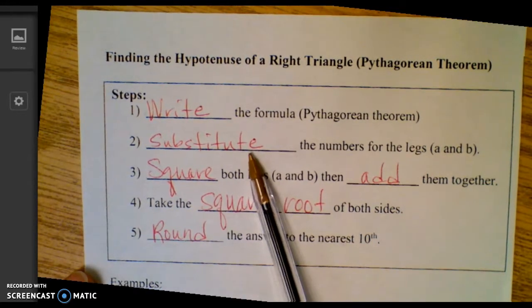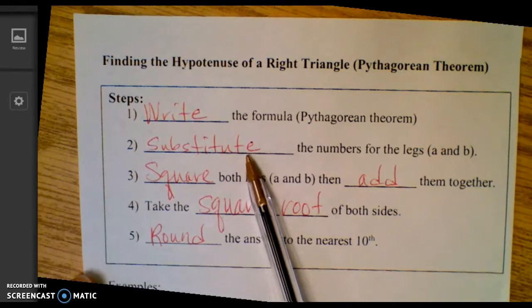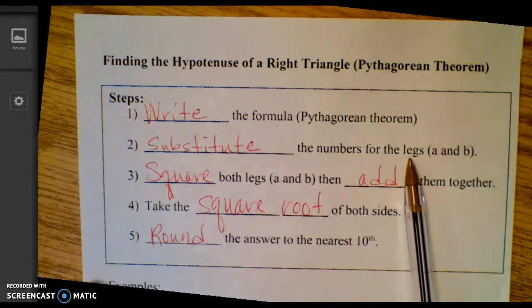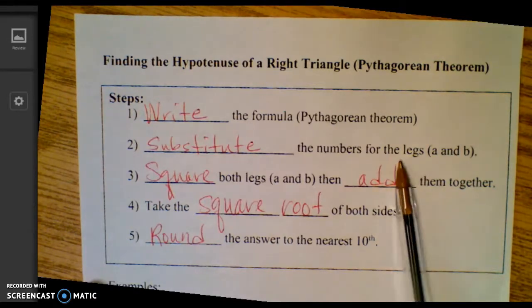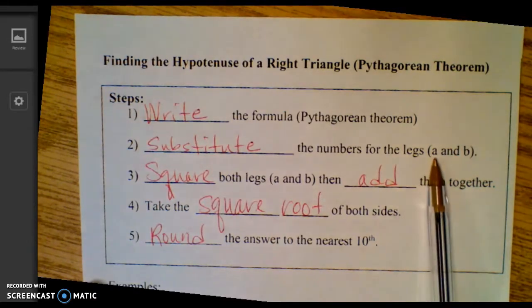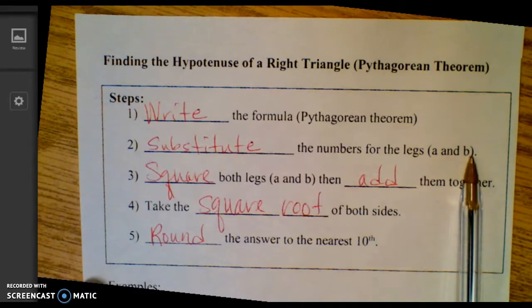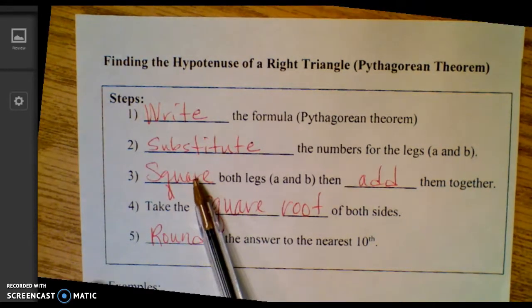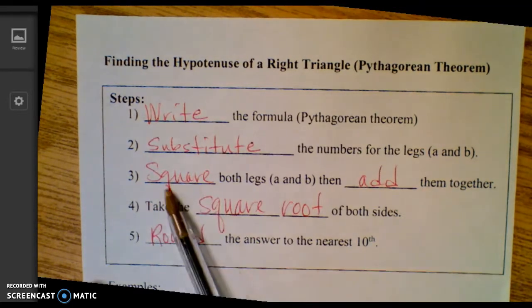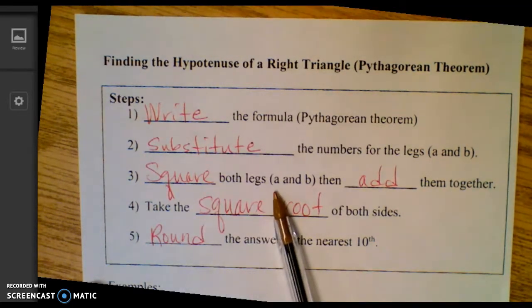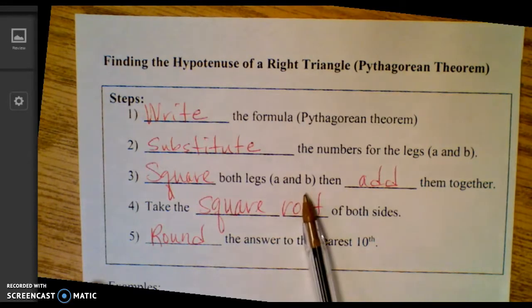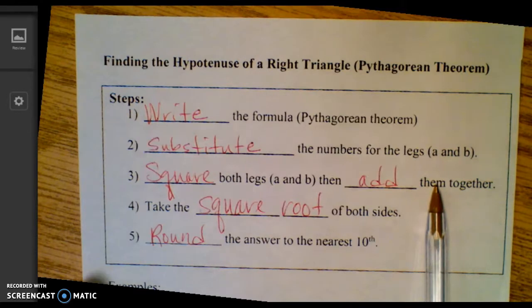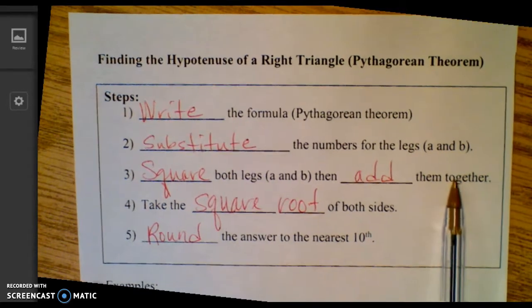The next step to use any formula is to substitute the values that you have. The problems that we're going to do today are going to give you both legs of the right triangle, which is the a and the b value in the formula. To simplify the formula, similar to what we did yesterday, you will square both of those values first. So you'll do the actual squaring of a and the squaring of b. Then you're going to add them together, again, similar to what we did yesterday.